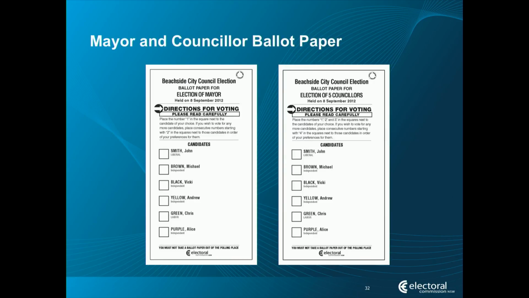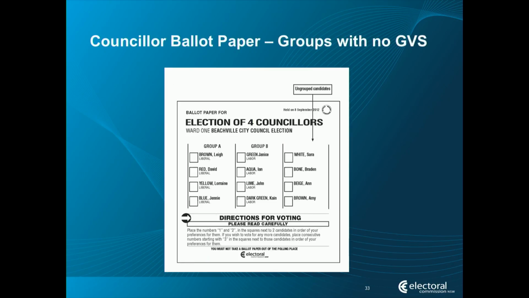Mayor and Councillor ballot paper. On the screen are samples of ballot papers for election of Mayor and election of Councillor where no candidates have formed a group. On the screen is a sample of a ballot paper for Councillor where candidates have formed a group but there is no above-the-line voting, no group voting squares. Other samples of ballot papers are available on the New South Wales Electoral Commission website and in the Candidate Handbook.